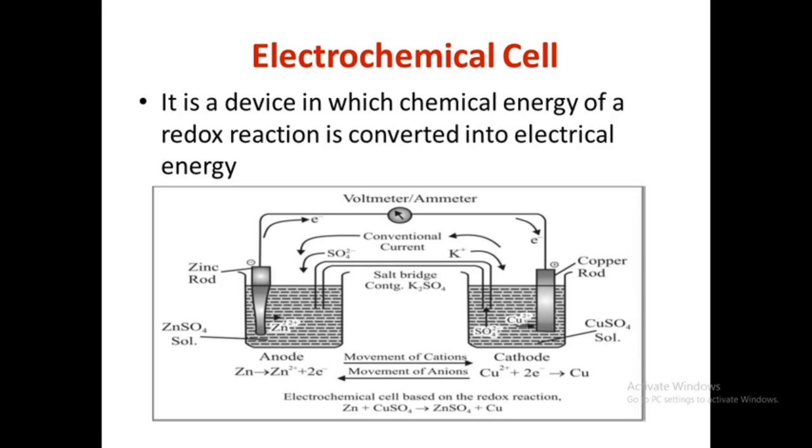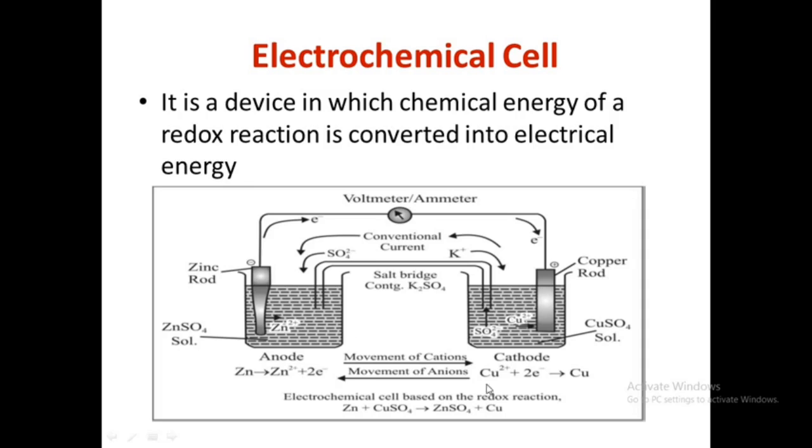Okay, now since zinc is changing to Zn2+, that means in this half cell, or in this electrode, oxidation is occurring, and in the other half cell Cu2+ ion is converting into Cu. That means in this half cell reduction is occurring.